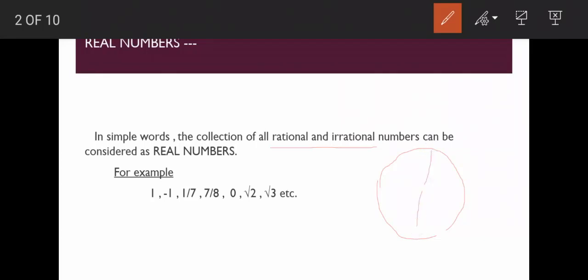One for rational numbers and the other one for irrational numbers. Now here there are some examples. Say 1, -1, 1 by 7, 7 by 8, and 0, root 2, root 3. All these belong to this category of real numbers.